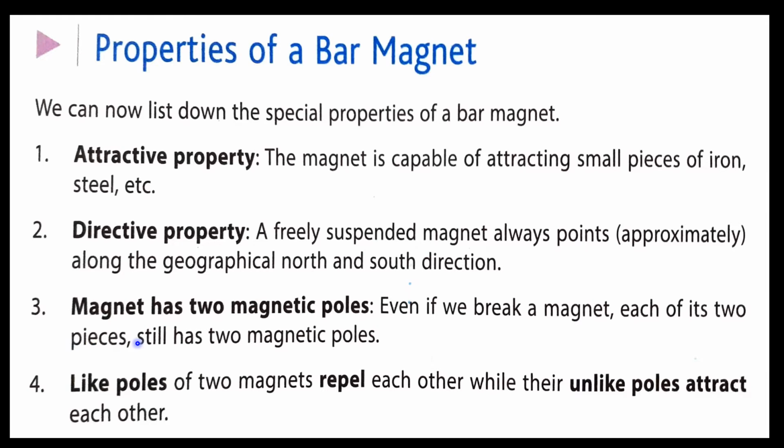Third, magnet has two magnetic poles. Students, even if we break a magnet, each of its two pieces still has two magnetic poles. Like poles of two magnets repel each other, while their unlike poles attract each other.